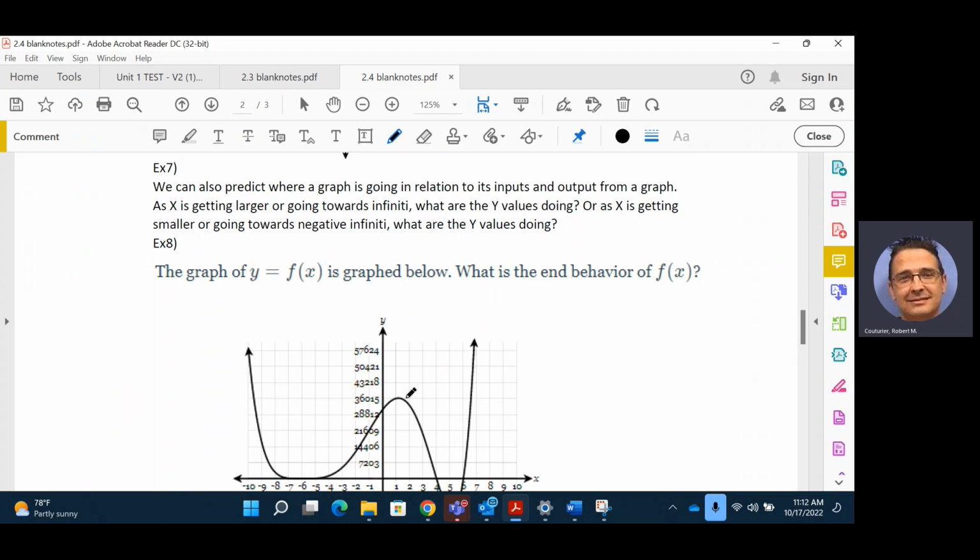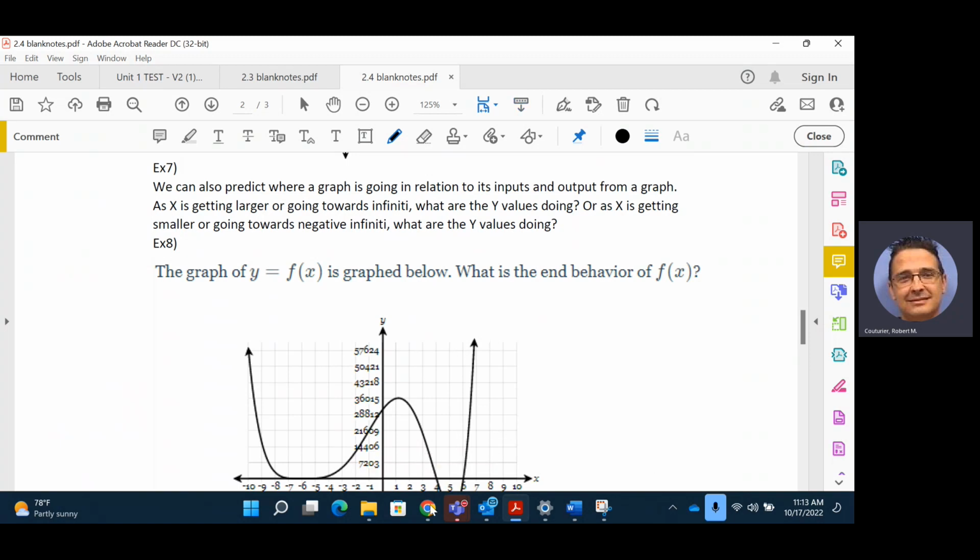In other words, they like to ask us: as our x is getting larger, or going towards infinity, so as x is starting to get larger, that's infinity on this side over here, they want to know what's happening to our y values. So look at this. Every time we start going here, there's our value. That's where the endpoint is. You go to 7, and it's going up here. If you go to 8, it's going to probably be up here. Go to 10, it's way, way up here, and so on and so on.